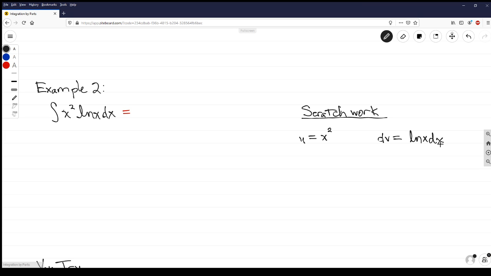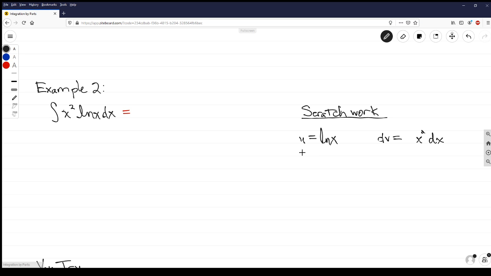No, we have not. So if I don't know how to integrate this, perhaps it would be better to switch them and put the natural log of x over here and put x squared dx on this side. Now, I know how to differentiate the natural log of x, and I also know how to integrate x cubed dx using the power rule. And I'll make that just a little bit clearer.